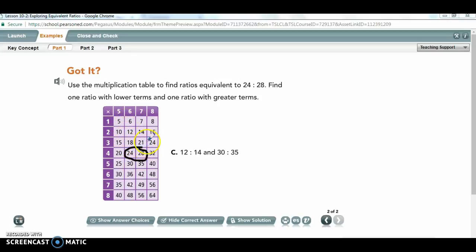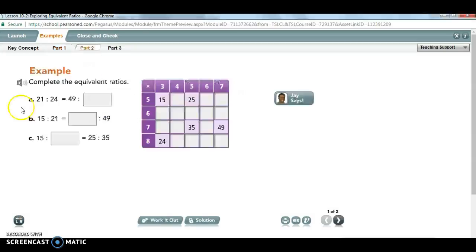These terms right here are going to be my ratios with lesser values. And then these ratios right here are going to be the ones with greater terms. So 30 to 35 is the example that the problem gave us, but you also have 36 to 42, 42 to 49, 48 to 56. Moving on to part 2. Complete the equivalent ratios.